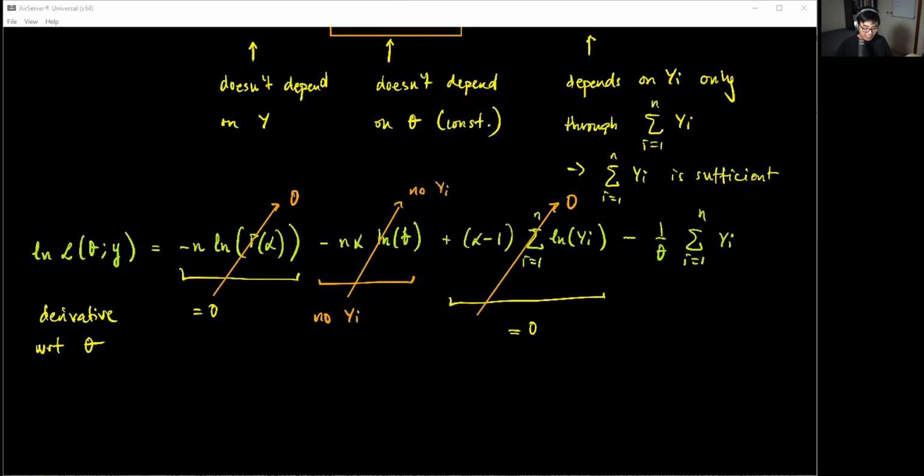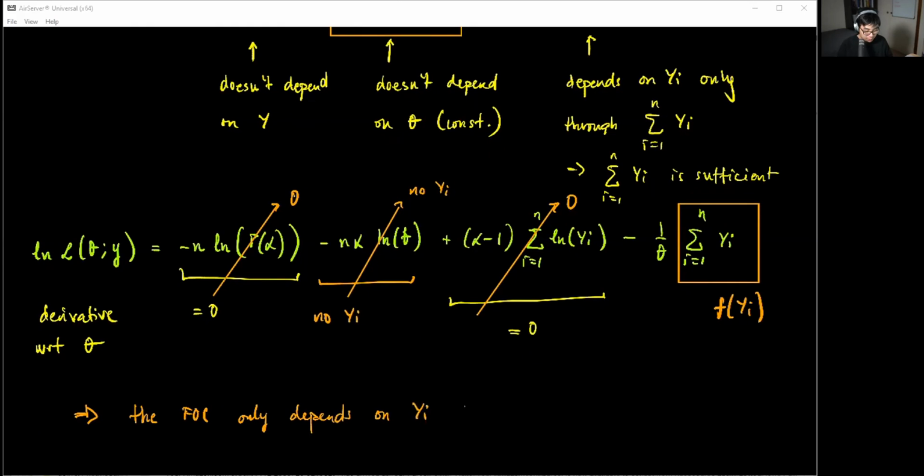And what that means is that if you replace this sum of yi with some other thing, let's say you replace this with f of yi, then you can see that the first order condition only depends on yi through f of yi. Why? Because this is the only place where yi will enter into the calculation of that first order condition.